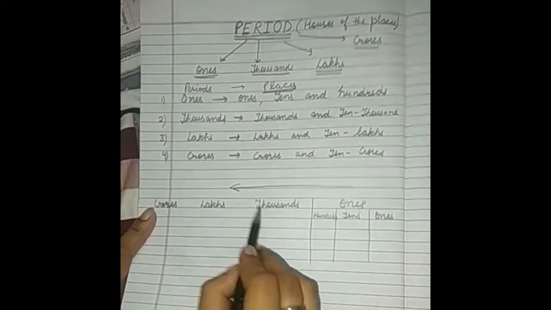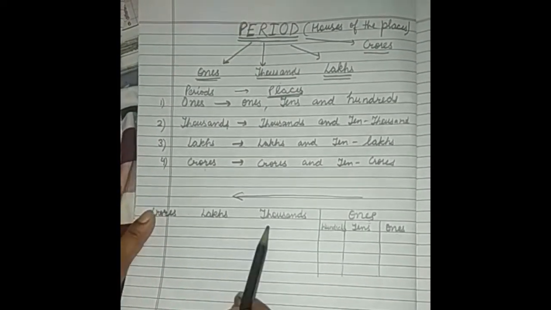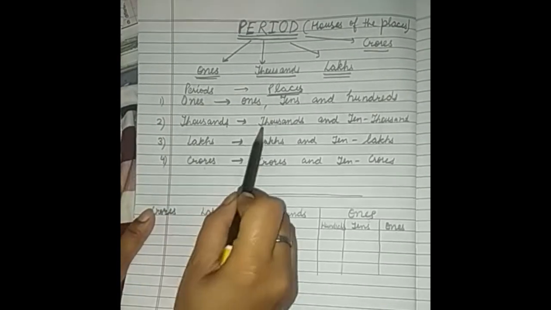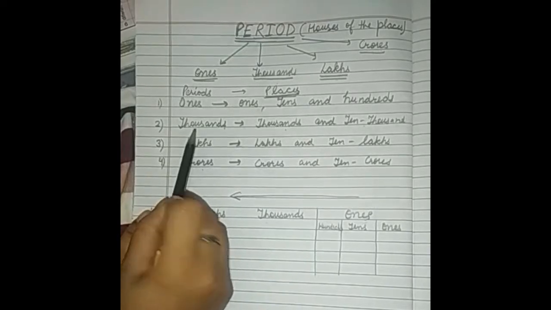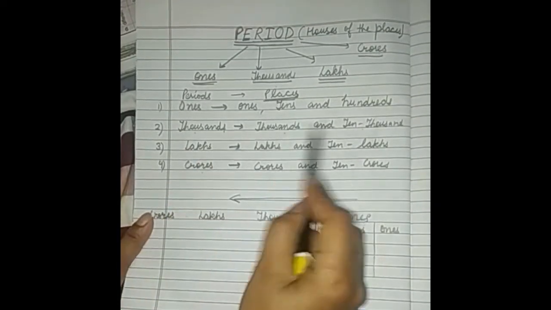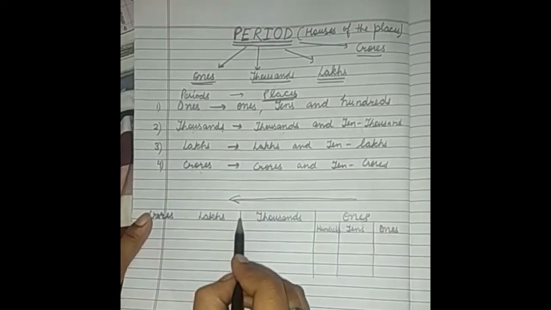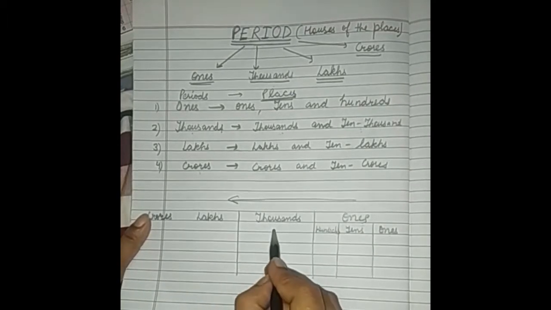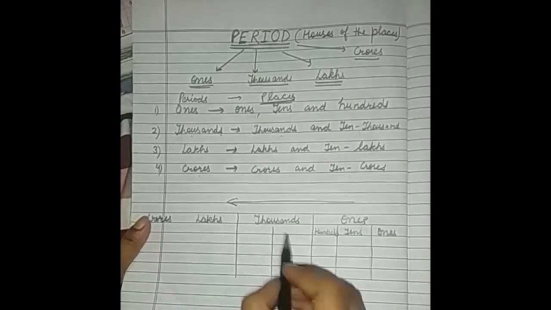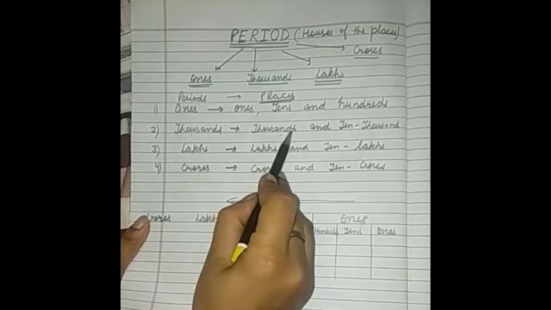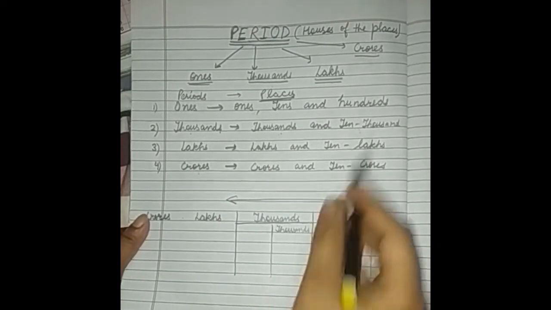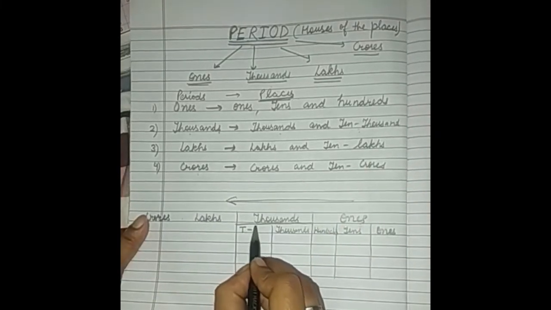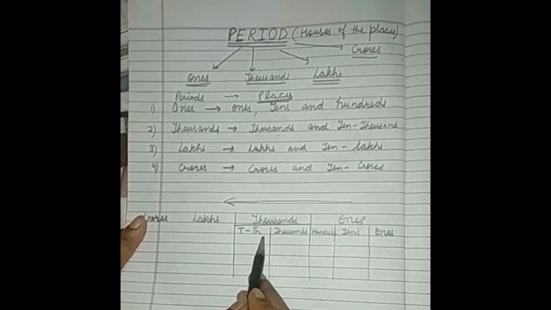So now we will place the places of thousands and 10,000s in the thousands period. So it is further divided into two places. So we will make two columns of the thousands period. First is thousands and second is 10,000s. I am writing TTH, which means 10,000s.